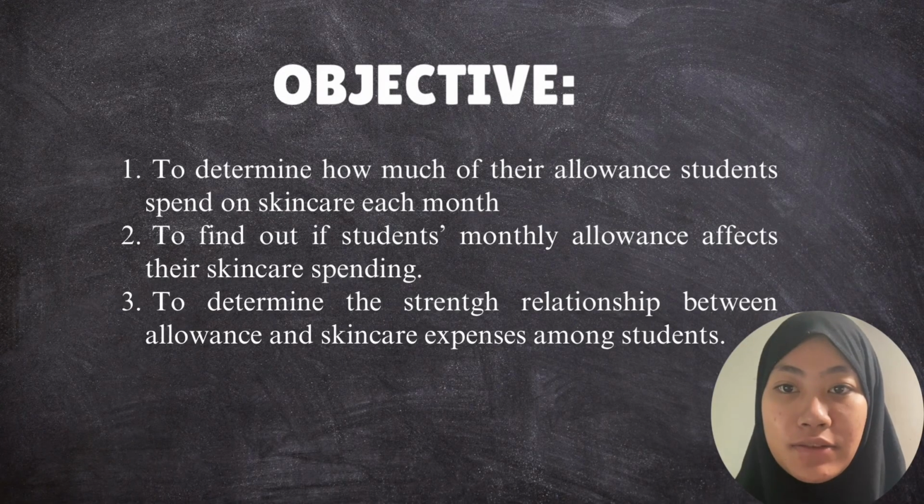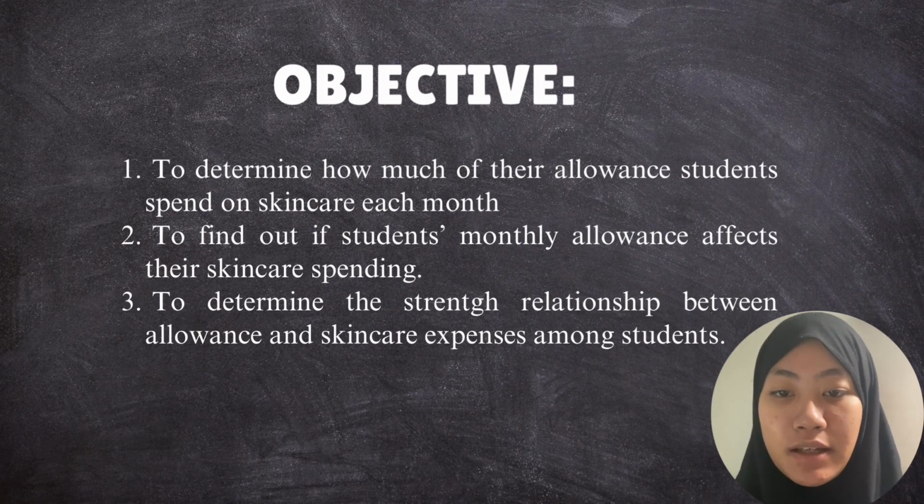This study has three main objectives. First, to determine how much of their allowance students spend on skincare each month. Second, to find out if students' monthly allowance affects their skincare spending. And lastly, to determine the strength of the relationship between allowance and skincare expenses among students.